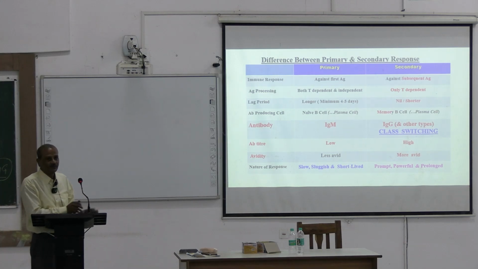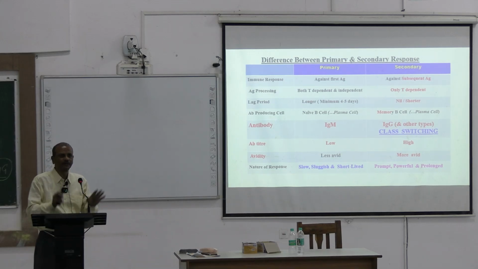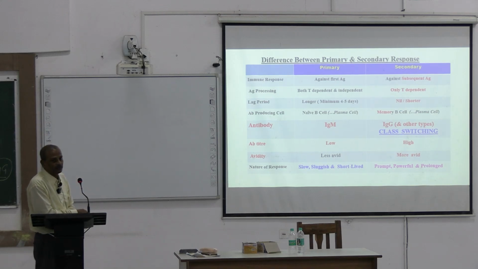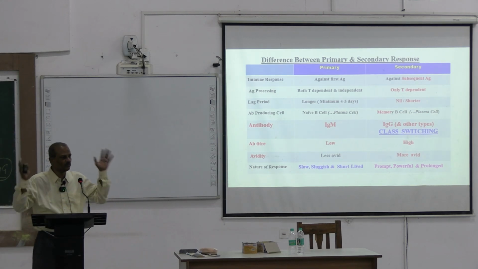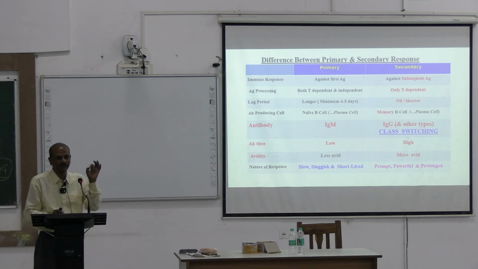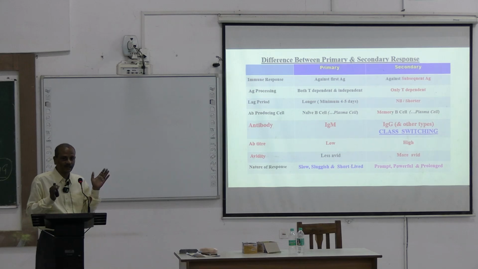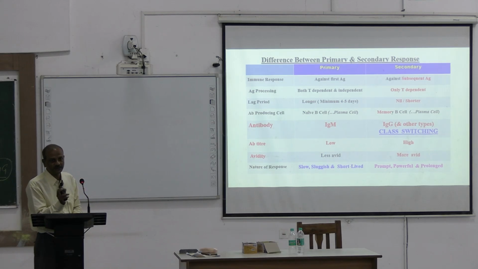There is a lag period, and it is variable in the primary response. It can be 4 to 5 days, it can be 15 to 30 days also. Now, there is no lag period in the secondary because cells are already ready. A huge number of cells are ready and they will go on producing antibody. Antibody type, again I am repeatedly telling, in the primary response it is IgM type and in secondary it is IgG, and there is a class switching during the secondary response from IgM to IgG because of genetic rearrangement.